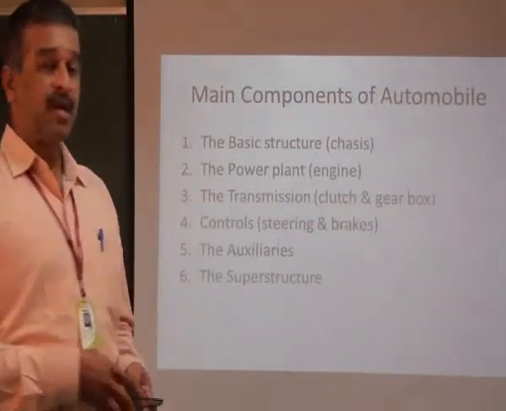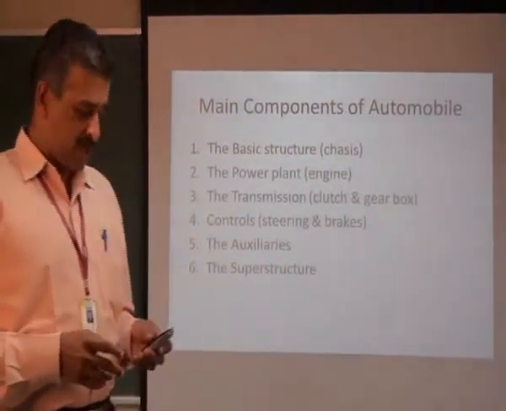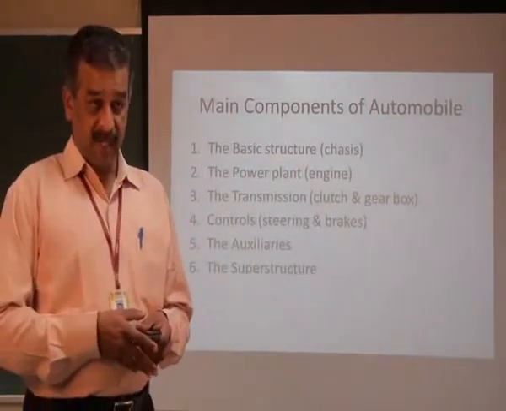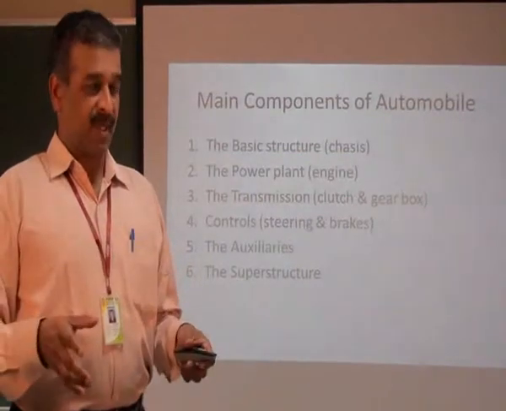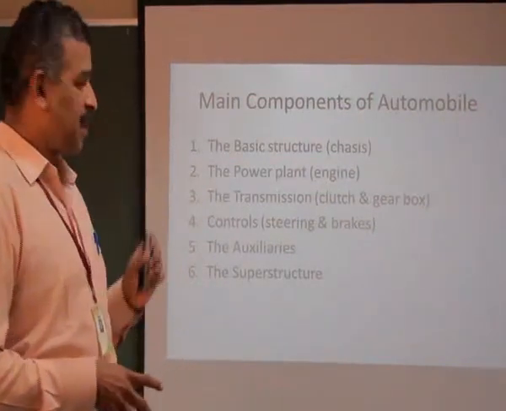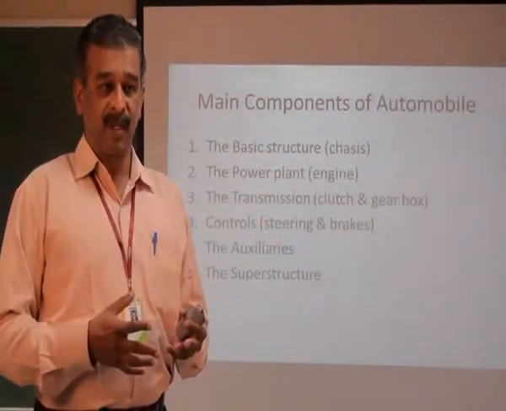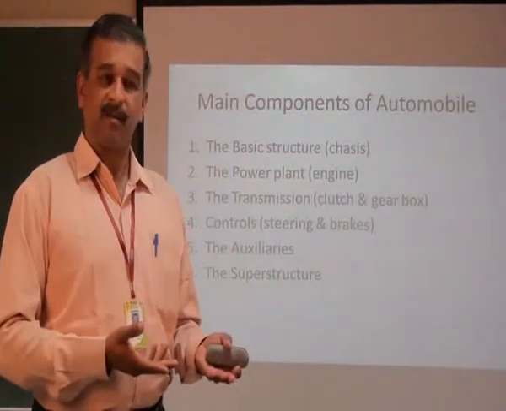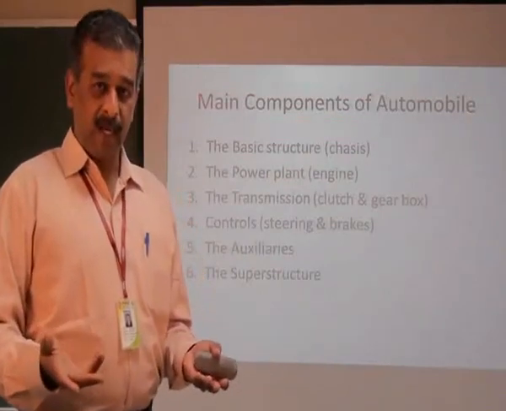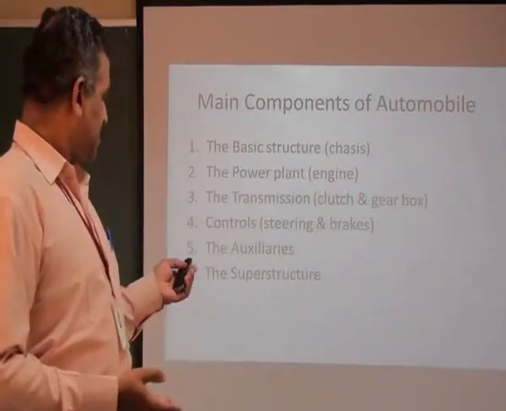Now let us go into the main components of the automobile. If we look broadly at the main components, number one is the basic structure. We call it the chassis, over which the entire automobile is going to be fitted. That is called the basic structure. Number two is the power plant, which is very important for propelling the vehicle. It can be of anything. In a normal conventional vehicle, it is an IC engine. If it is an electric vehicle, it is a motor. If it is some other source, it will be something else. So that is the power plant.